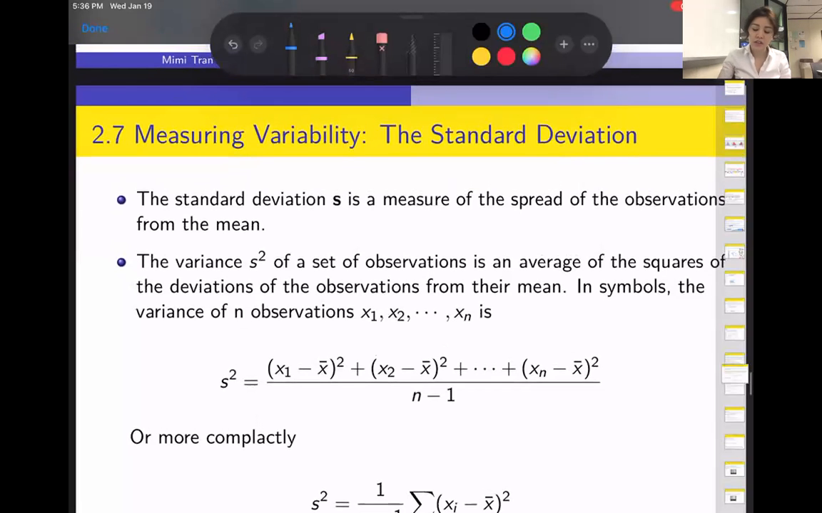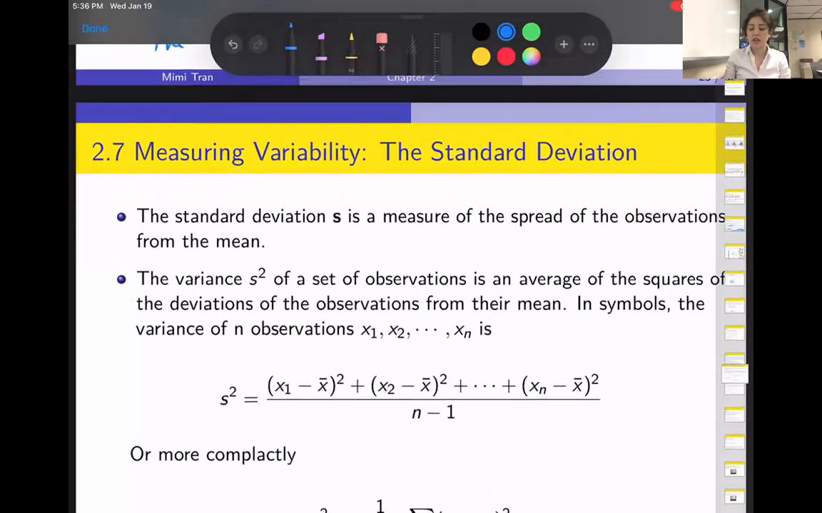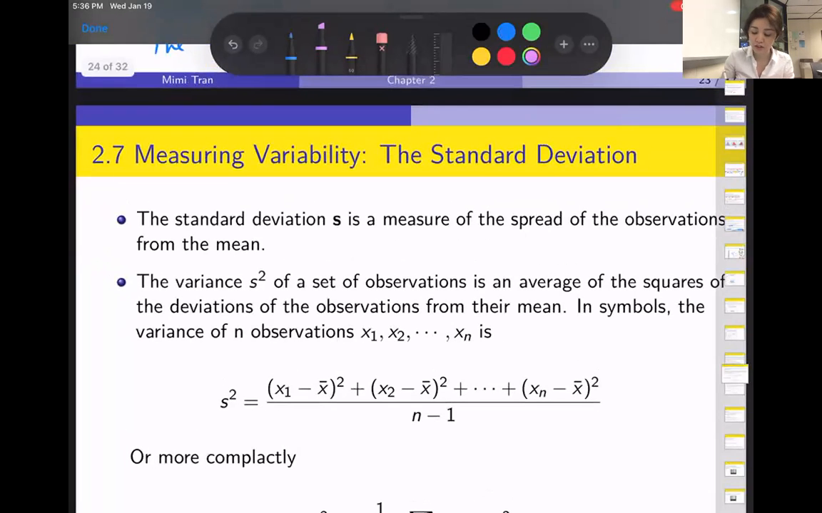All right, so the definition of a standard deviation is the measure of the spread of the observations. Standard deviation is denoted by S. By the way, this is a sample standard deviation, okay? Population standard deviation is denoted differently, which we're going to talk about later.